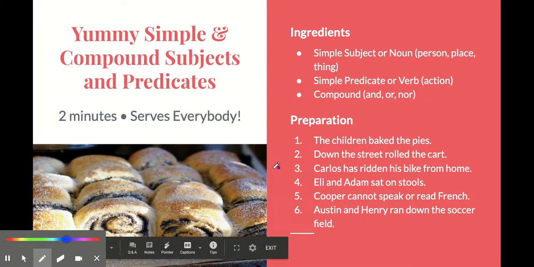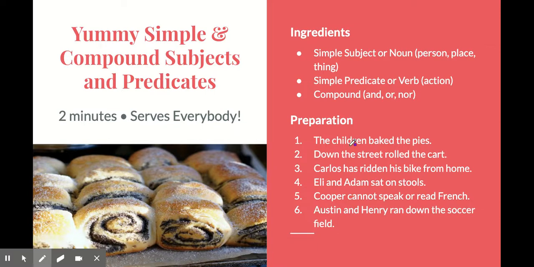All right, so the children baked the pies. Children is the noun or subject. Baked is the action. Down the street rolled the cart. Rolled is the predicate or verb. Cart is the noun or subject.